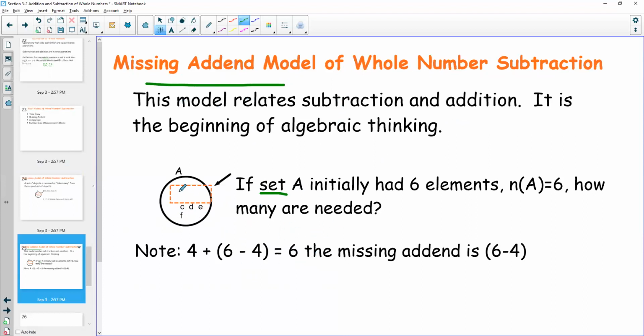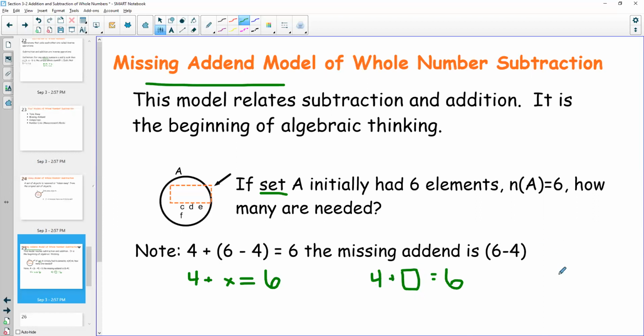How many more do I need to have my 6? Okay, so if we think about this as an equation, it would look like this. 4 plus something is 6. Little kids would see it more like this. They're more likely to just have an empty box here, right? 4 plus something is 6.